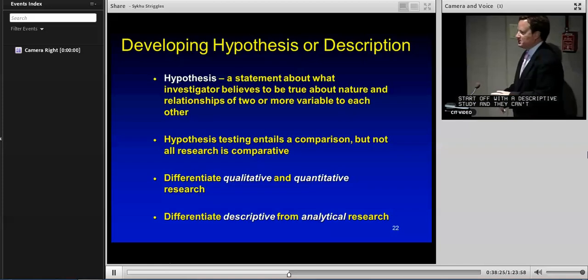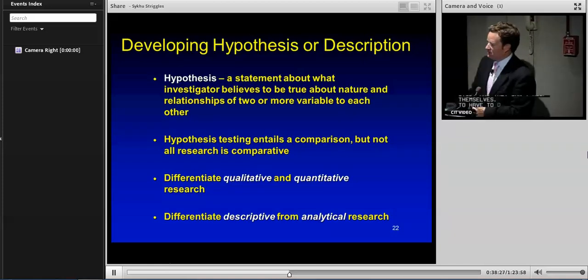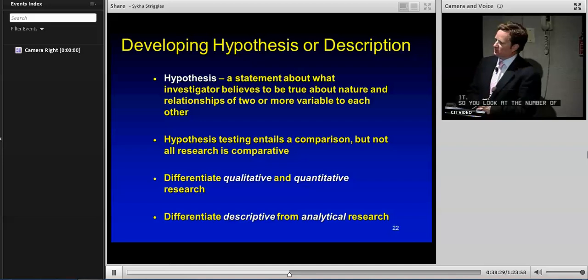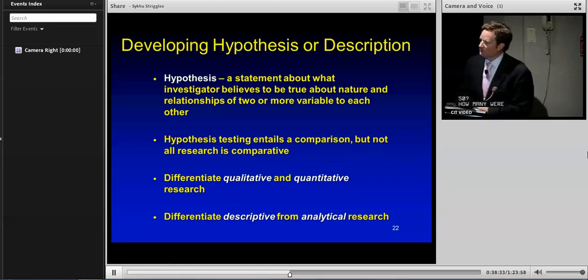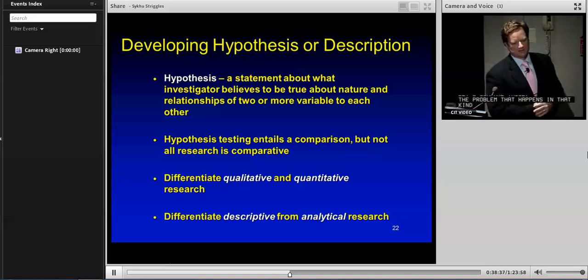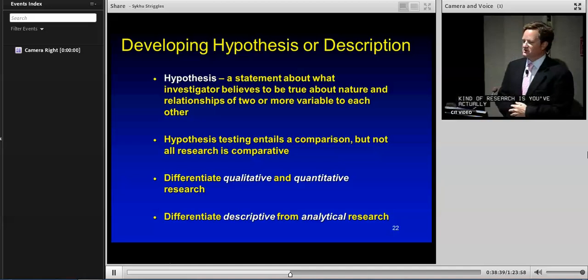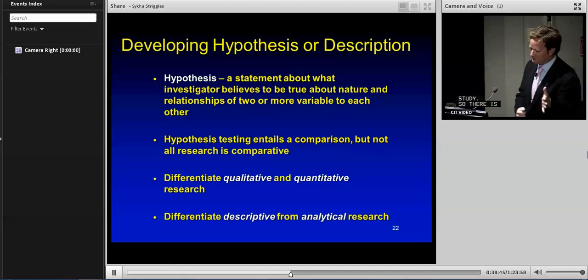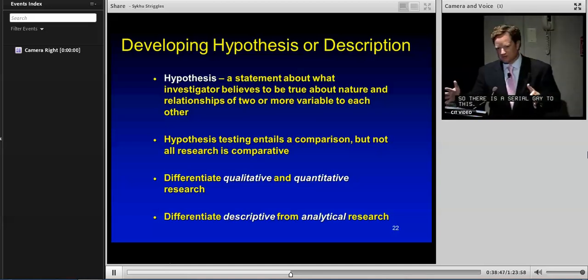So you look at the number of people in the clinical center who have breast cancer, and then you start looking at, well, how many people were over 50 and how many people were under 50, and let's compare those two. The problem that happens in that kind of research is you've actually collected the data, and now your hypothesis is coming after you actually did the study. So there is a serial nature to this. Hypothesis comes first, actual analysis comes second.